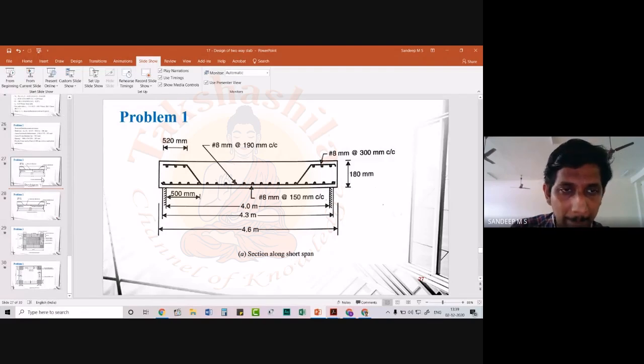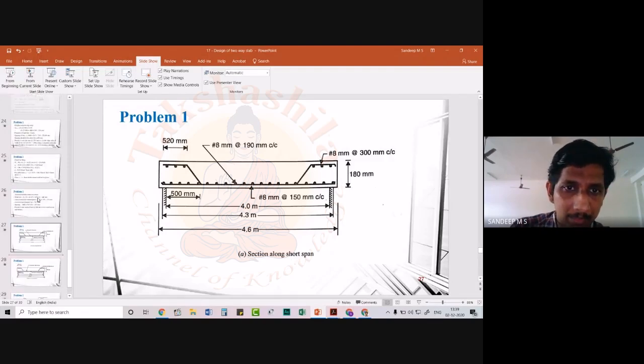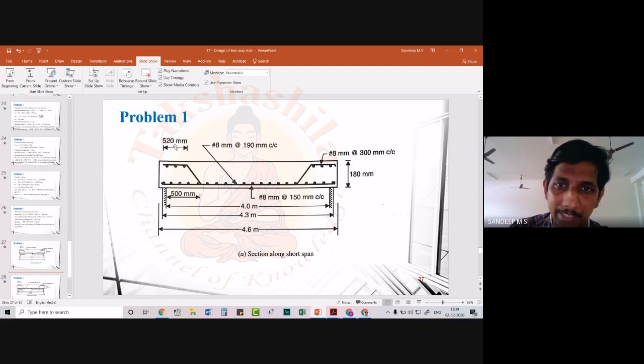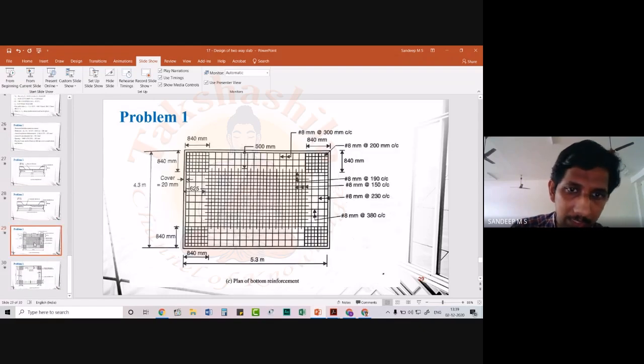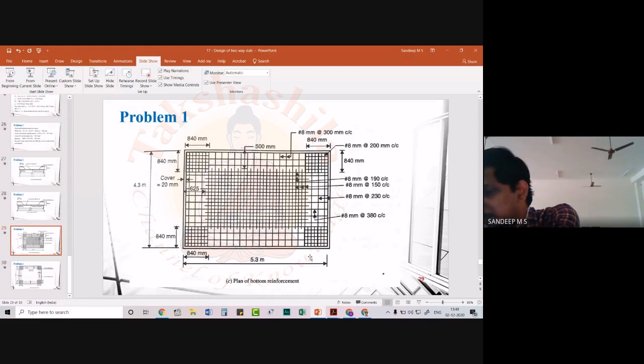Then again they have marked the edge strips and middle strips. In this figure, this is the plan of bottom reinforcement. Basically this part constitutes your middle strip. This part constitutes your middle strip, and if you are referring to the longer direction, we have an edge strip here, we have a middle strip here, then we have another. I think it is better to mark it there.